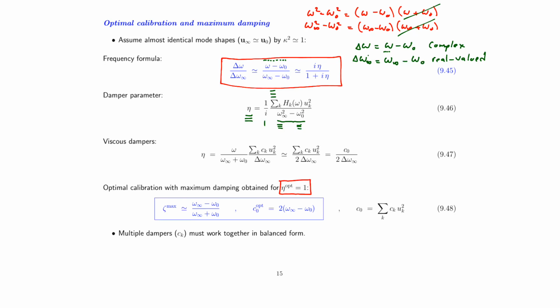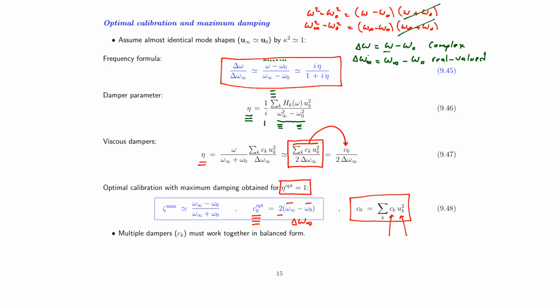So if we introduce our eta value, rewrite it a little bit, we can end up with an expression like this. And again, we can define what is given in the numerator as an effective viscous parameter C0. So the optimal effective viscous parameter is 2 times the change in natural frequency between the two limiting cases, that's the undamped case and the infinite case, where we remember that C0 in terms of multiple dampers is given by the actual viscous parameter multiplied by the amplitude squared.